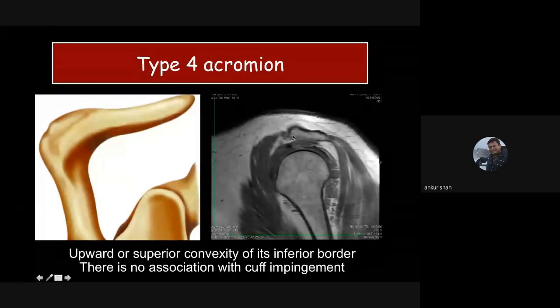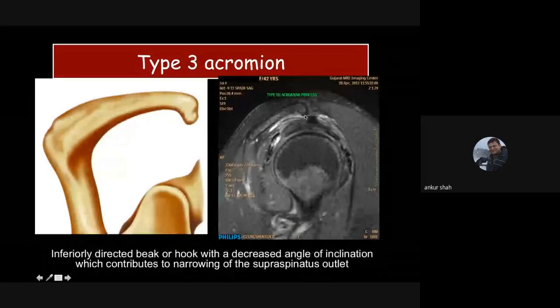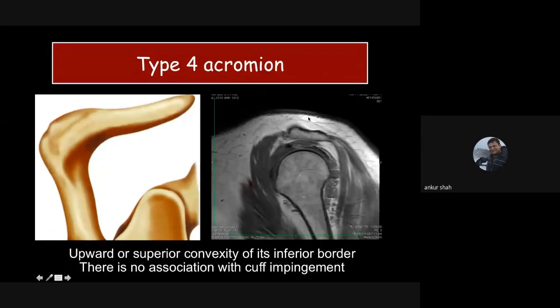When this is type 4, which is convex superiorly, again this is benign, it won't cause much of a problem. So whenever it is type 3, that is most important, and we have to always look for this and mention that this is the type 3 acromion process, which is more likely to have impingement.